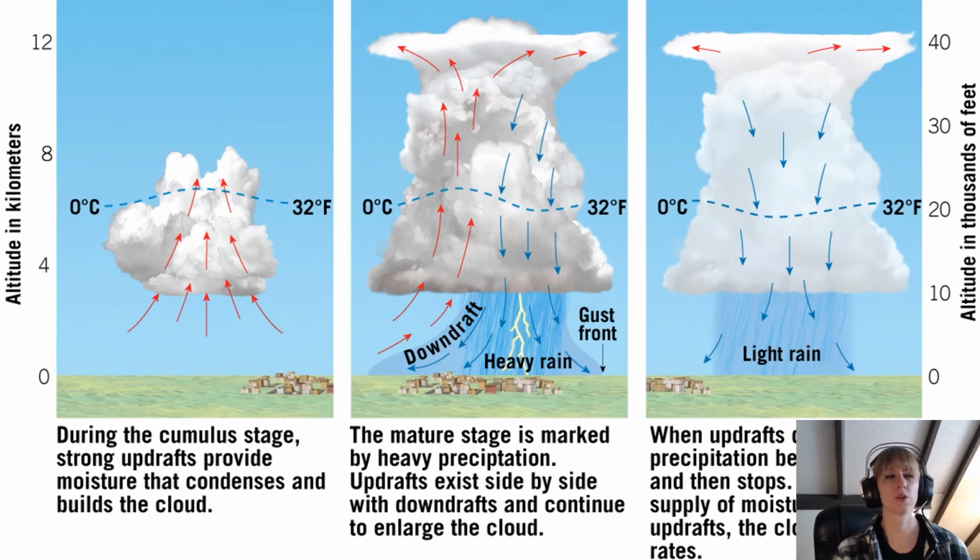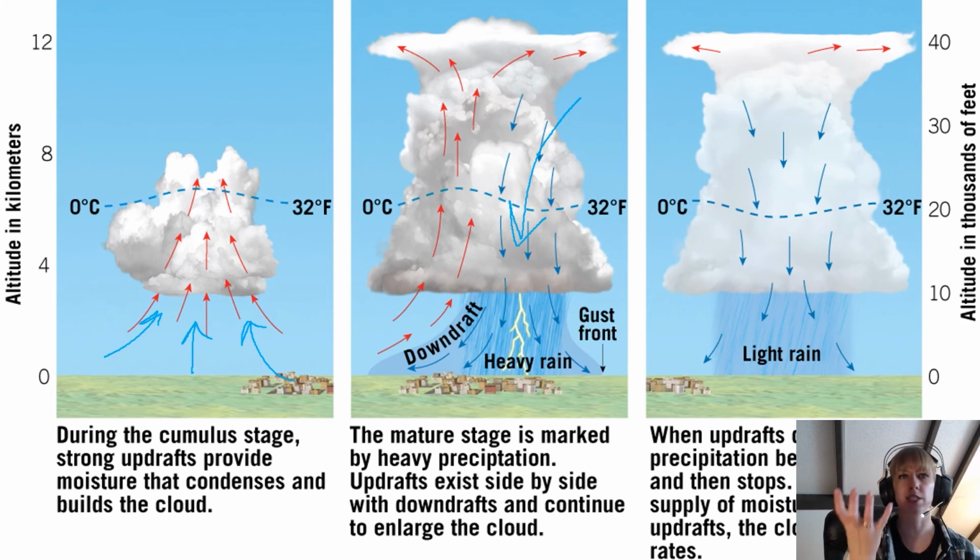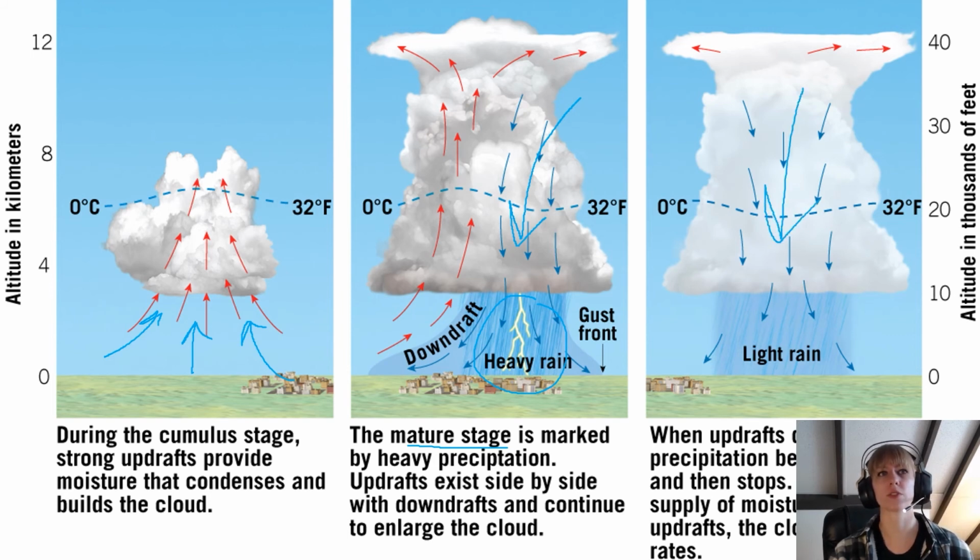So during the cumulus stage, you're going to have updrafts of warm air. This causes it to grow, and then we will have downdrafts of this cooler air, which is going to cause the precipitation to condense, causing heavy rain and thunder and lightning. Okay, this is the mature stage. Your updraft and downdraft are going to exist side by side, but when updrafts cease, and it becomes primarily downdrafts, it's going to result in just some light rain, and that will be the end of activity.